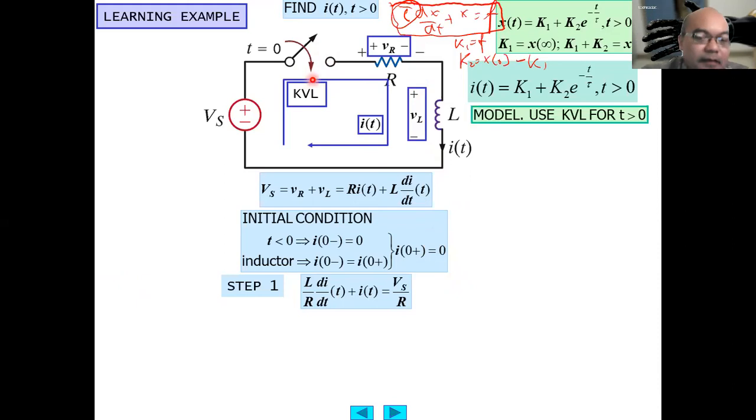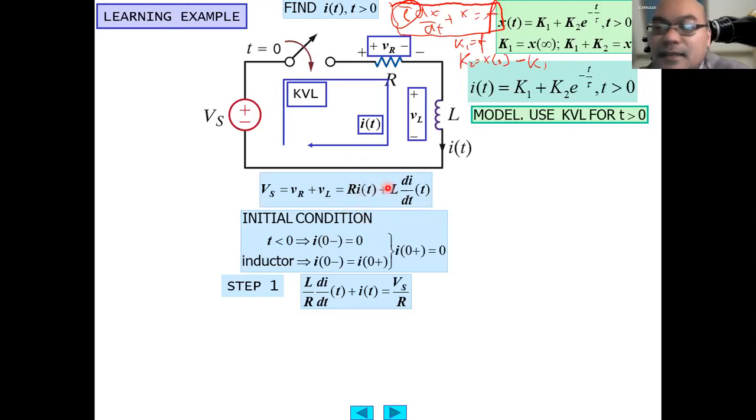So step 1 is to re-express the equation, Vs equals Ri plus L di/dt, in the general format, tau dx/dt plus x equals f. It means the coefficient of the parameter we want to seek has to be 1. In this case, it is the current. The coefficient has to be 1. However, this equation still has the coefficient of i as R, the resistor. So we have to divide this with R.